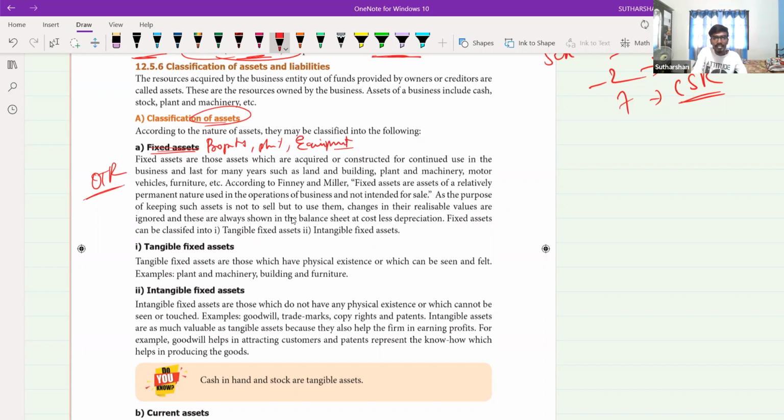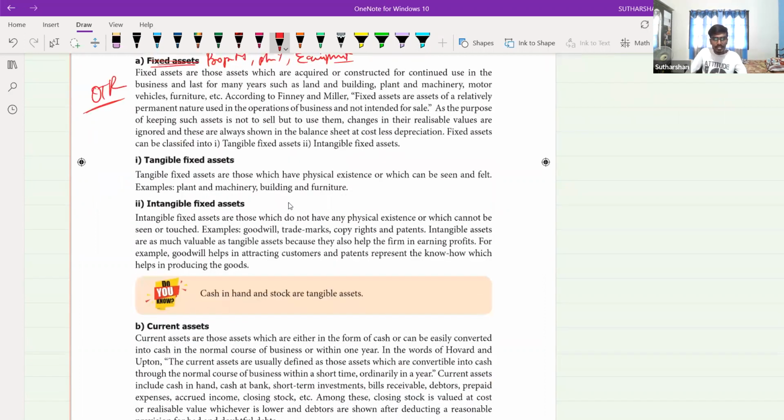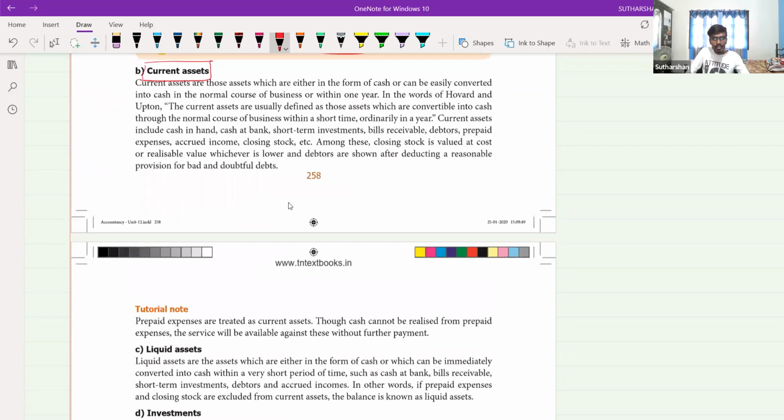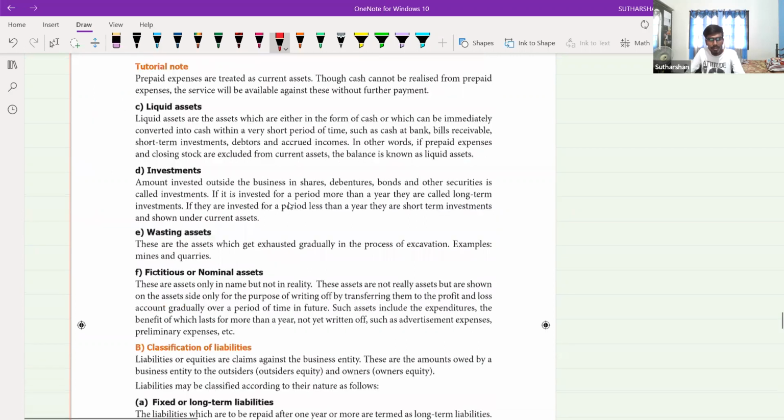Next, tangible fixed asset. It will be under fixed asset only. It will divide into two: tangible, which can be seen, felt and touched, and intangible fixed asset, which cannot be seen and has no physical existence. So cash in hand and stock are tangible assets. Cash we can see, stock we can touch and realize, they have physical existence, they have some place. Then current asset, you can read it as a one-time reading. Everything you can read as a one-time reading.